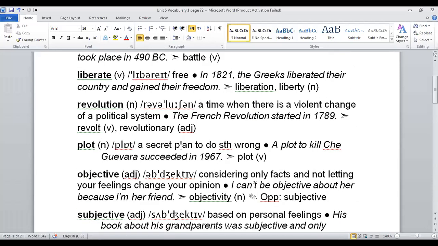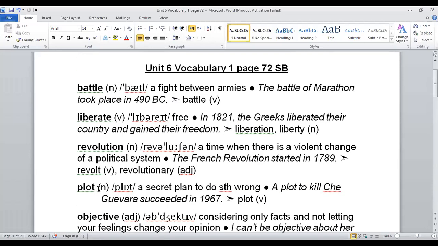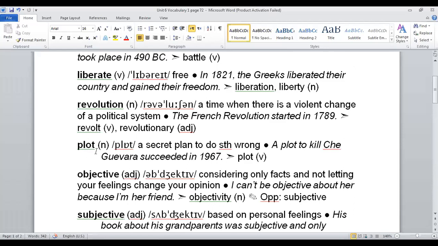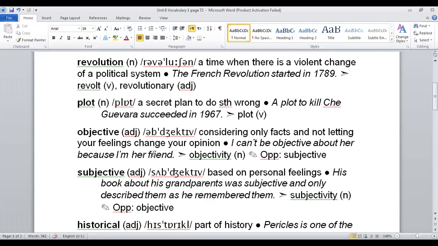Number 5 after that, or 4, plot. And this word means here a secret plan to do something wrong. This is called plot. Okay, a plan to kill someone is called a plot.